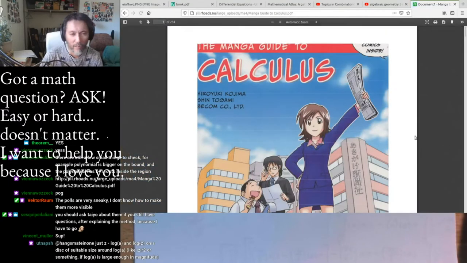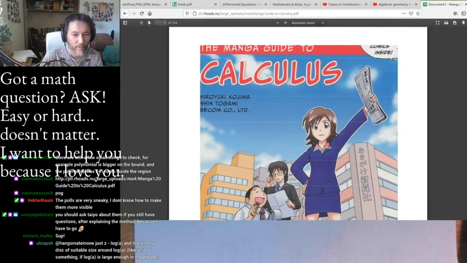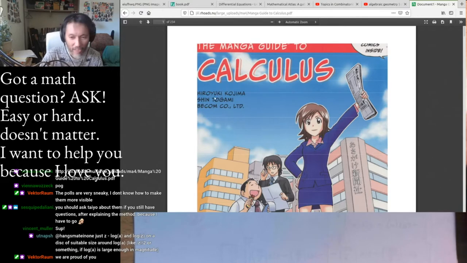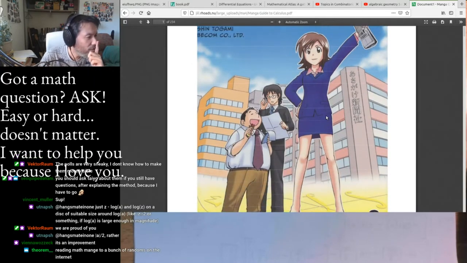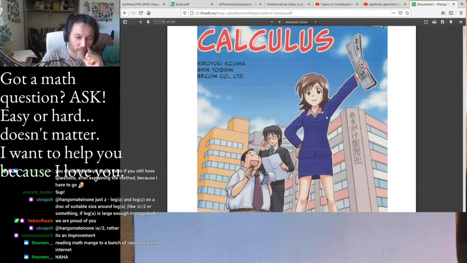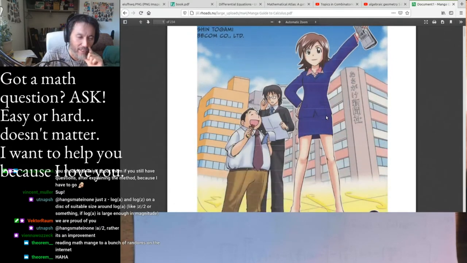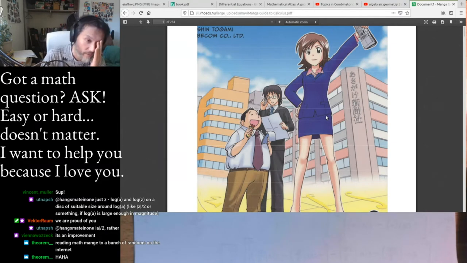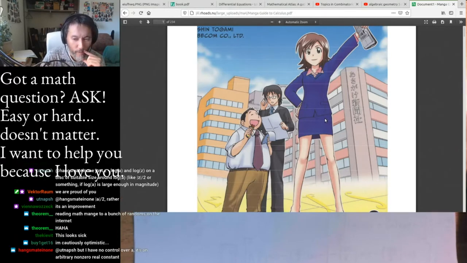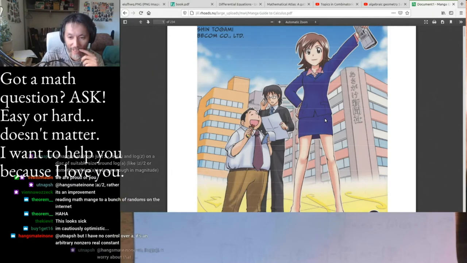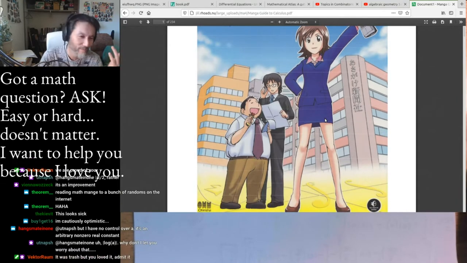This is what my life has come to. This is it. Oh, at least my namesake's not one of the authors. This looks like a corporate manga. Oh, you know how many mangas I've read in my life? This is my second. The first one was the Manga Guide to Linear Algebra, and it was absolute trash. Now, by the way, we are going to skip all the math content in this. The math content of the linear algebra one seemed okay. Well, we'll see what they have to say here.